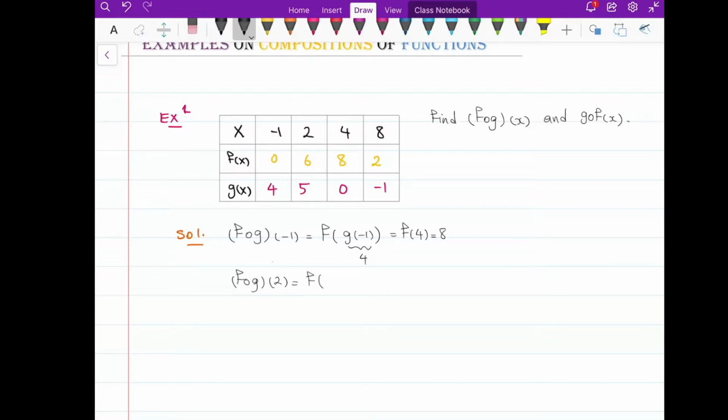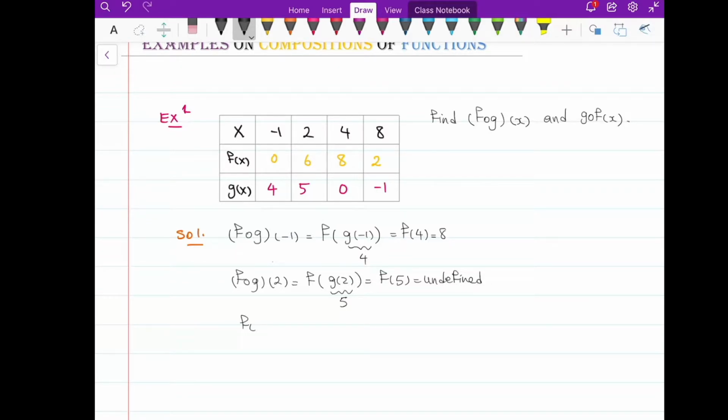It would be f of g of 2. I'm writing the definition. What is g at 2? G of 2 is equal to 5. So f of 5 is undefined. And that's why I can say that 2 is not in the domain of f∘g, because it's undefined.